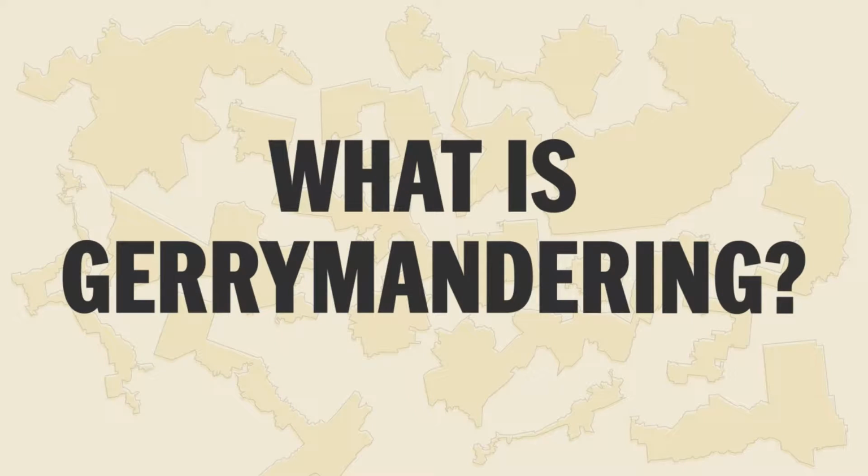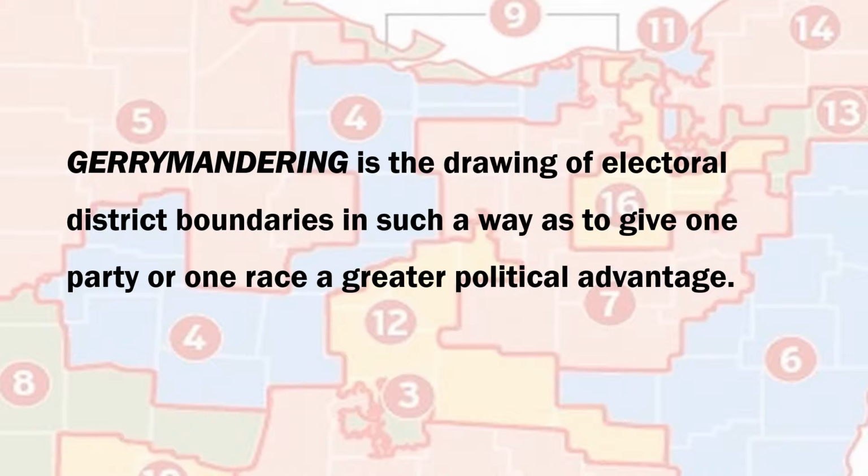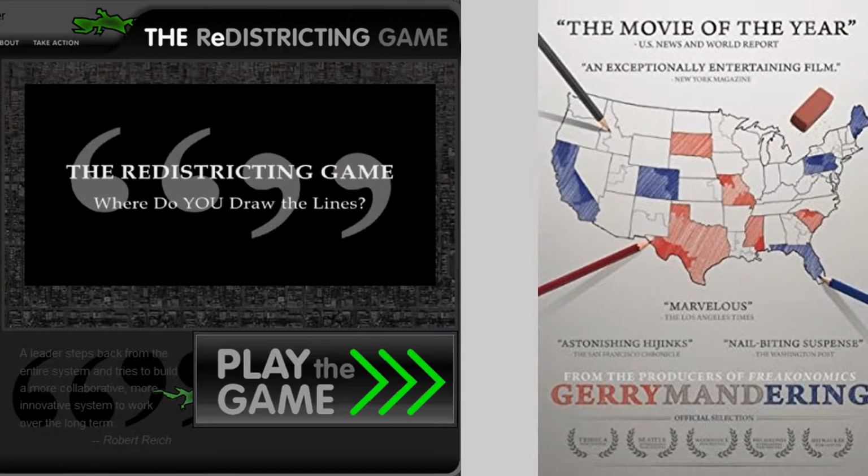What is gerrymandering? Gerrymandering is the drawing of electoral district boundaries in such a way as to give one party or one race a greater political advantage. And our electoral process might be the greatest show on earth, if not for the many ways that gerrymandering corrupts our democracy.